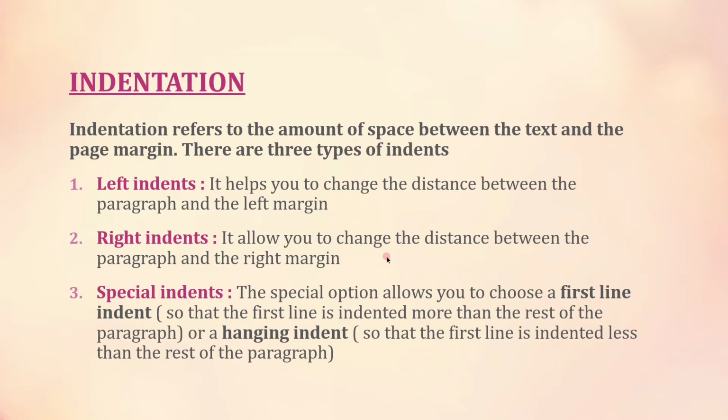What is a first line indent? A first line indent is an indent in which the first line is indented more than the rest of the paragraph, and the hanging indent is that indent in which the first line is indented less than the rest of the paragraph. Now let's discuss all these indentations with an example.